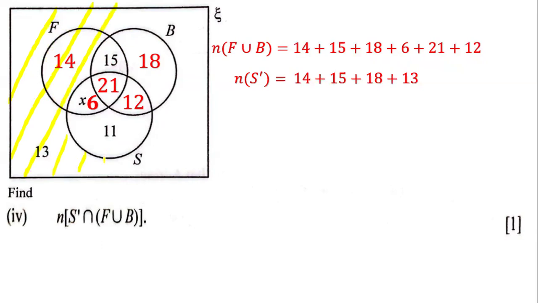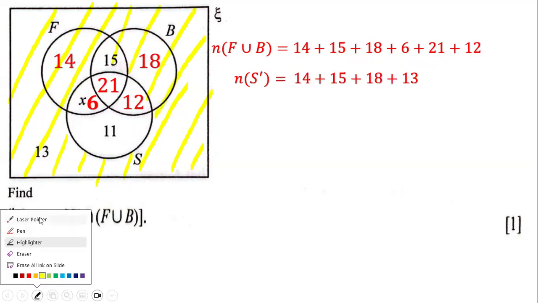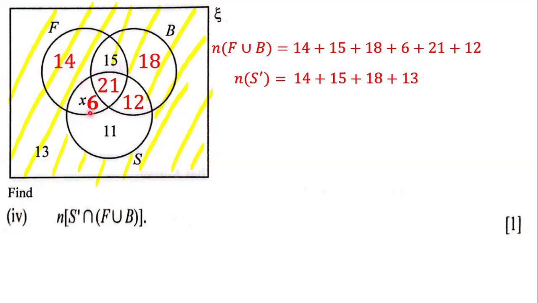So we cannot include any element that is inside of S. But the rest of the numbers that are not inside S, we can include. And so we could include 14 because 14 is not inside S. So this right here is S. We cannot include any of these numbers: 11, 6, 21, 12. But we can include 14, 15, 18, and 13.